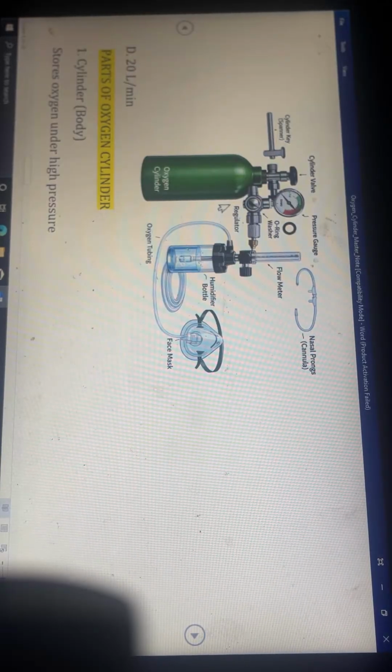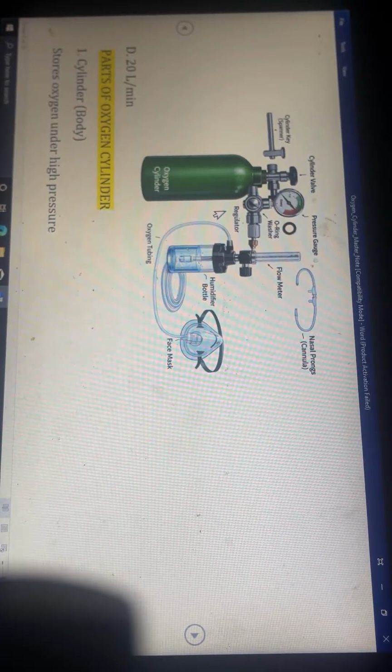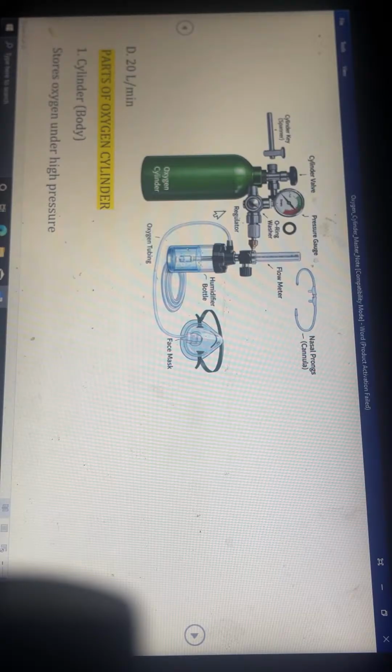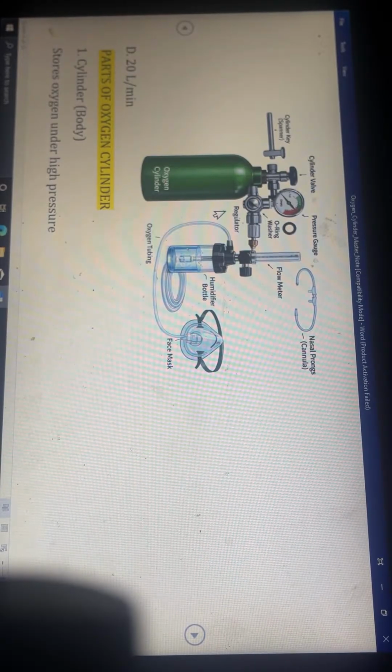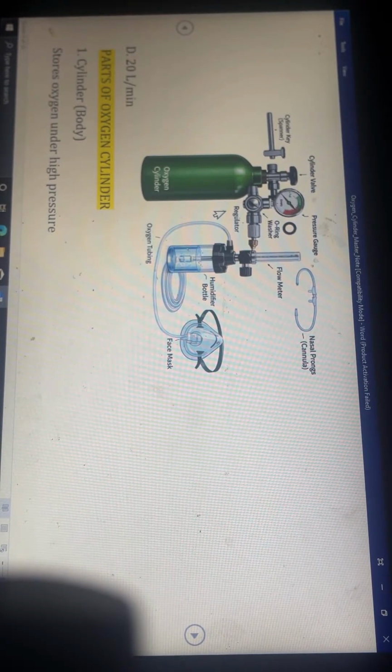Now we have the regulator. From the word regulator, what is it regulating? It is regulating the pressure. Another name for pressure is what? Force. It is regulating the what? Pressure. It helps to do what? Reduce high pressure that will be leaving this oxygen cylinder, because gas is too mobile, so it flows in full speed. But the regulator helps to do what?